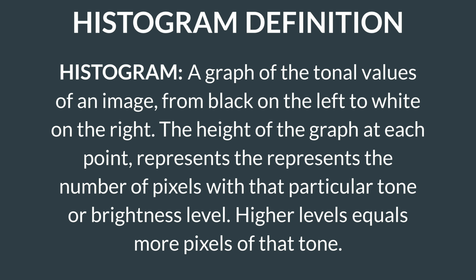What is a histogram in the first place? A histogram is a graph of the tonal values of an image from black on the left to white on the right. The height of the graph indicates the amount of pixels within that specific tonal range. Higher levels equals more pixels. Now, histograms can be very confusing to read, especially when they're on the back of that tiny little camera screen.